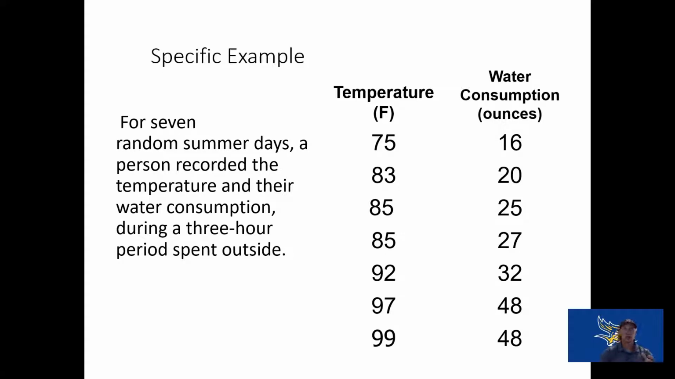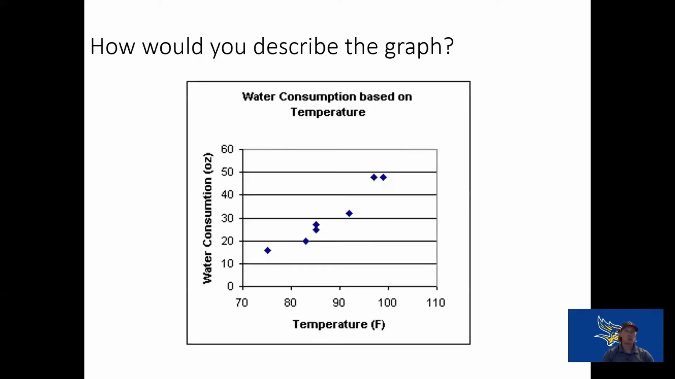Okay, we're trying to determine, as temperature goes up and down, does water consumption also go up as temperature goes up, or does water consumption go down as temperature goes up? So we want to know the direction and then how well they relate to each other. So as one goes up 1 unit, does the other go up 1 unit? As one goes up 5, does the other go up 5? Things like that.